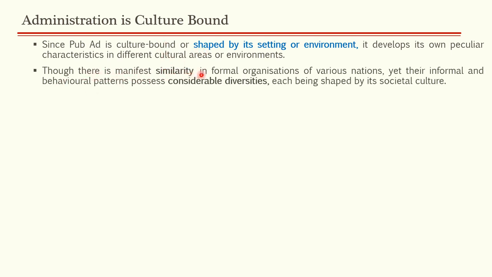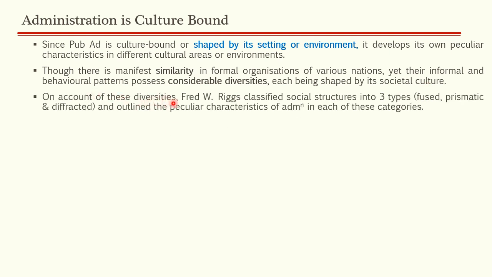Though there is manifest similarity in formal organizations of various nations, yet their informal and behavioral patterns possess considerable diversities, each being shaped by its societal culture. So there may be similarities in the formal part of the organization all over the world. Also, if you consider, there might be similarities in the formal part, the hierarchy, the chain of command and all those things. The formal part of the organization might be the same, but the informal and behavioral patterns of these organizations will contain considerable diversities. These will be different. The informal behavior of the administrators will be different in different cultures because it is being shaped by that society's culture. That societal culture shapes those informal and behavioral patterns.